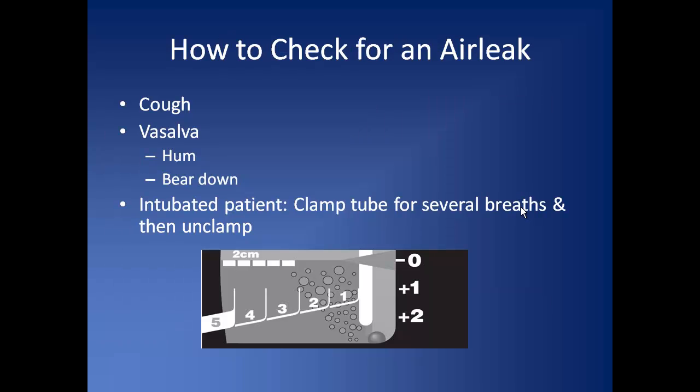To check for an air leak, when you have them cough in your water seal chamber, you'll see bubbles. Sometimes you can have patients cough, and you'll see the bubbles go through. If the patients are tidaling, which means they take such good breaths, you actually see the air level move up and down, and it can shake. To determine whether it is a shake or actually an air leak, you can have them hum or bear down like they're having a bowel movement. With intubated patients, you clamp the tube for several breaths, let the air build up, and then you unclamp it. If you see bubbles, that's how you determine if there's an air leak.